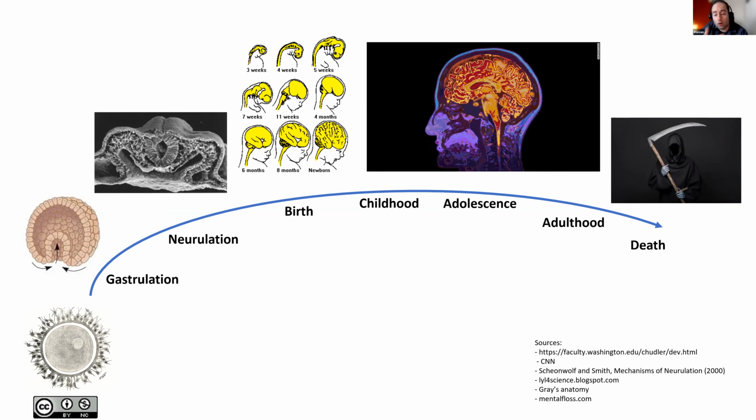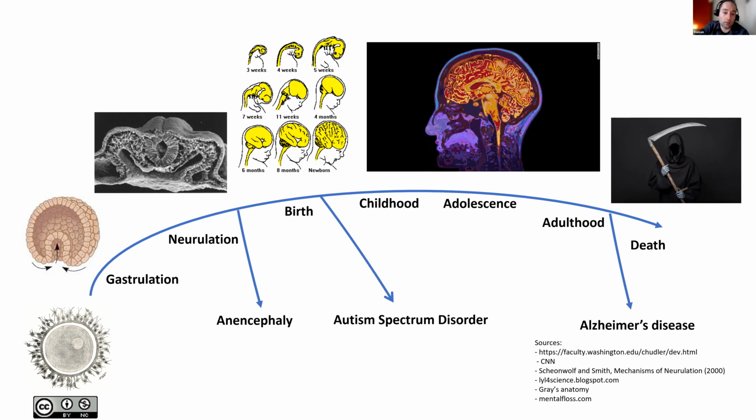And so by using computational tools, one can not only study what is going on in these transitional stages, but also use this information and those tools in order to detect if maybe some changes are different from the norm. And so one can use this, for example, to look at anencephaly or autism spectrum disorders, and also Alzheimer's disease, as I will talk to you in this presentation.